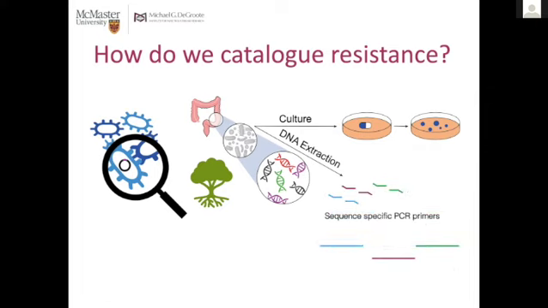The other way you can do this, if you know what you're looking for, is you can develop sequence-specific PCR primers to be able to pull out specific genes that you're looking for in a metagenome or in a genome.